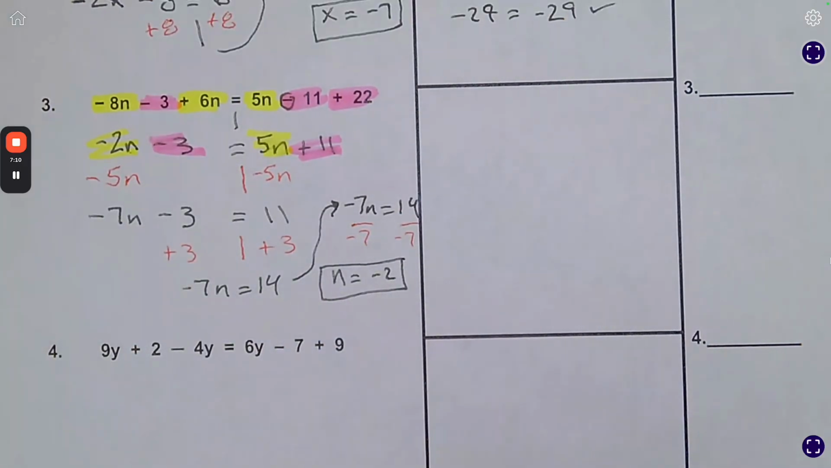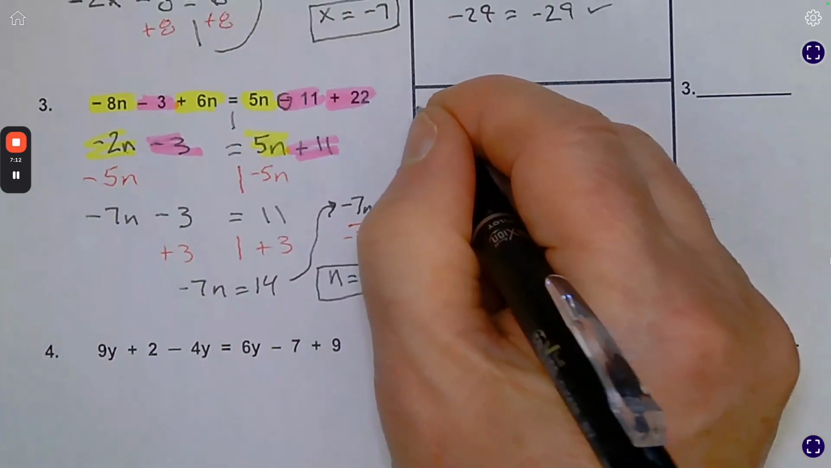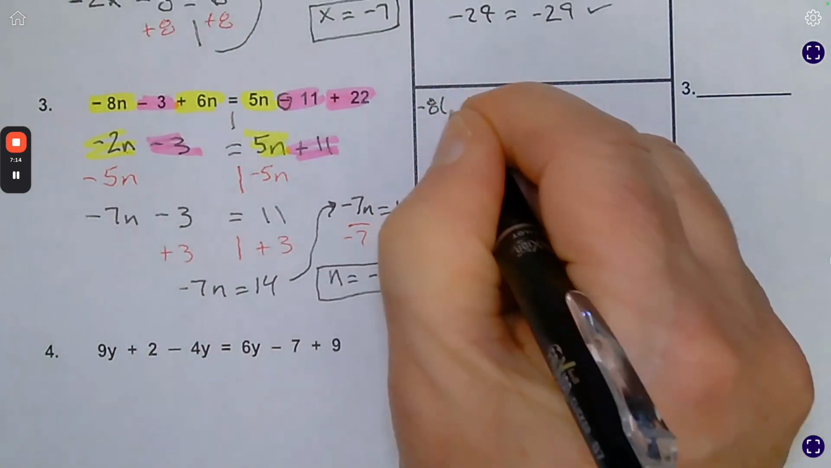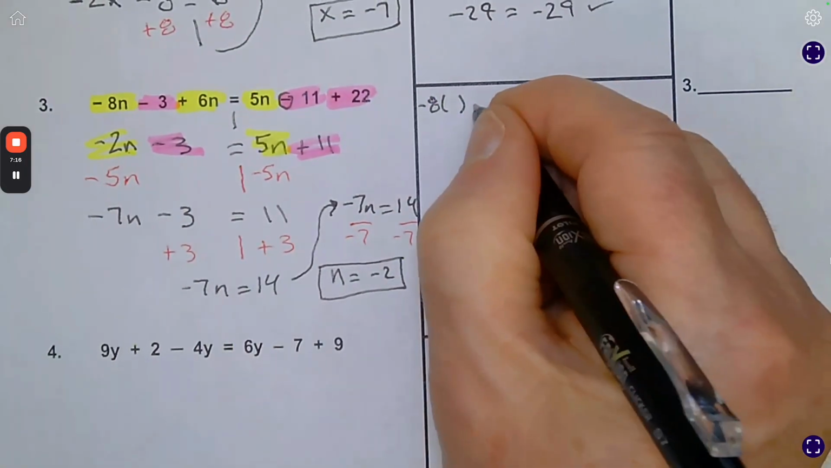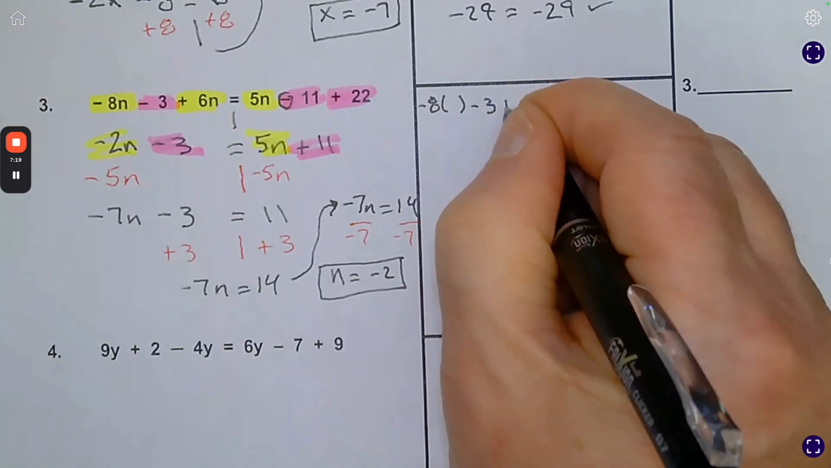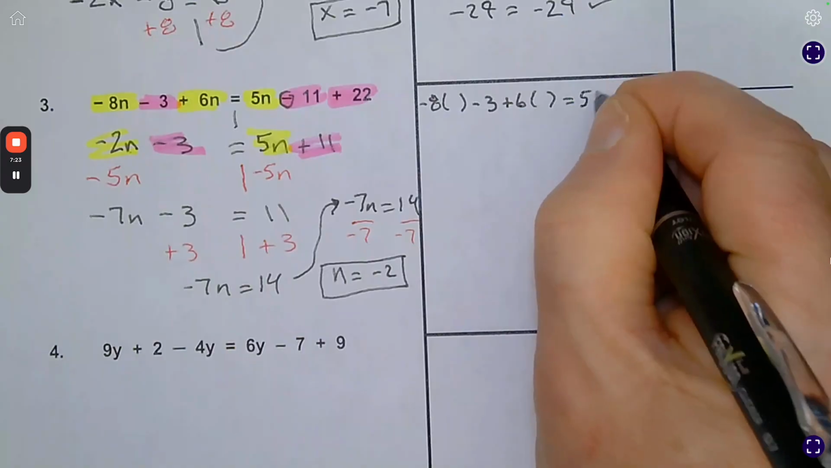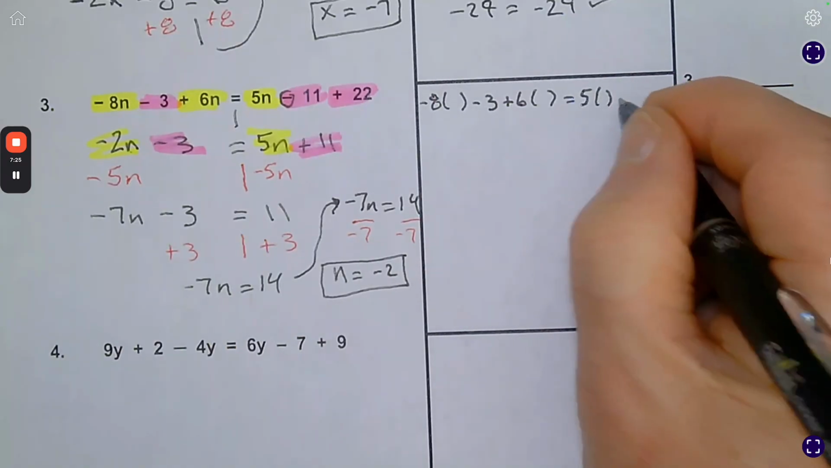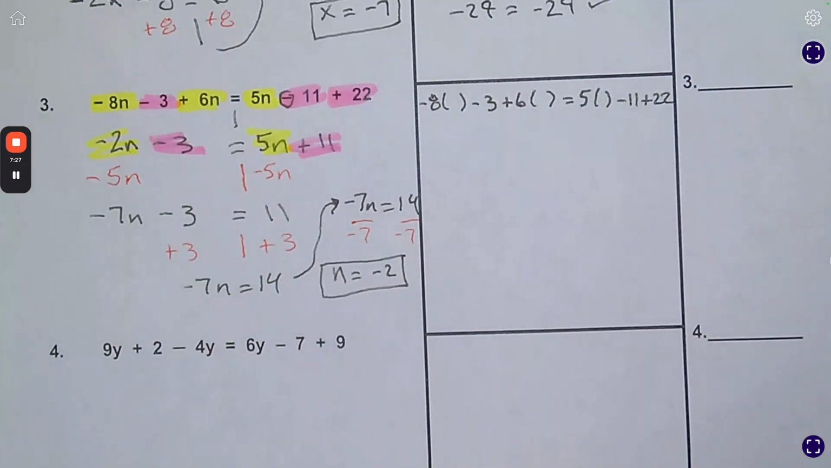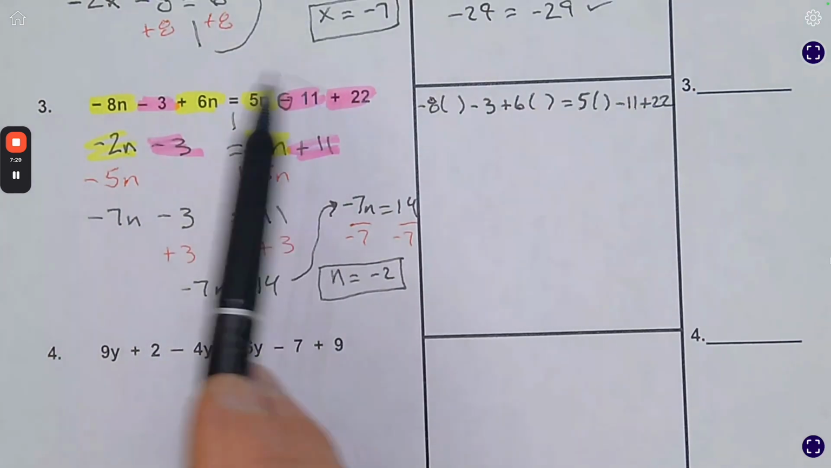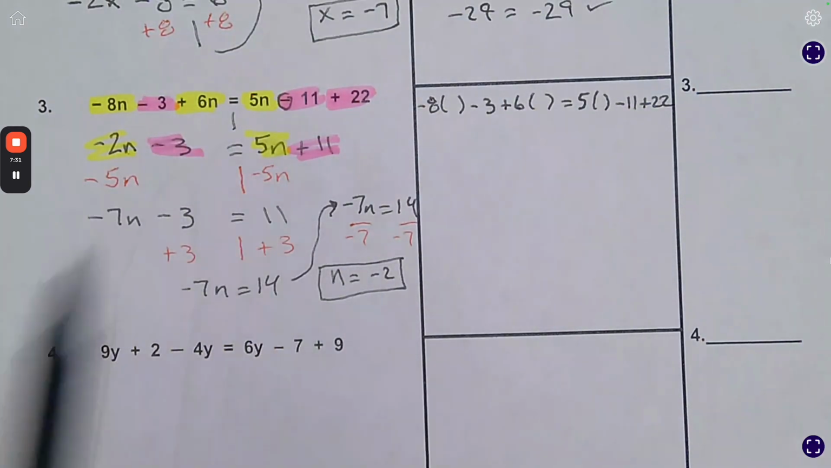Okay, let's check it. So I'm going to go to the original equation. Negative 8, open a parenthesis. I'll put that value in. But I'm going to go ahead and write it all first. 6, open a parenthesis, equals 5, open a parenthesis, minus 11 plus 22. So I use the original equation when I check, not the simplified.